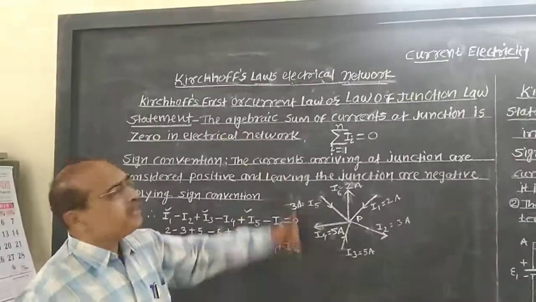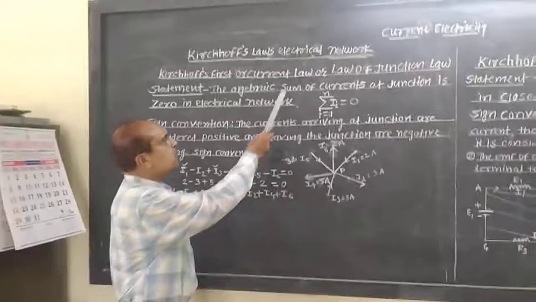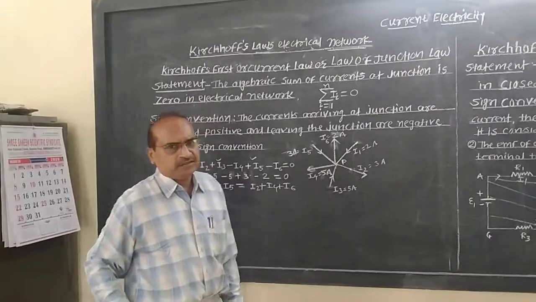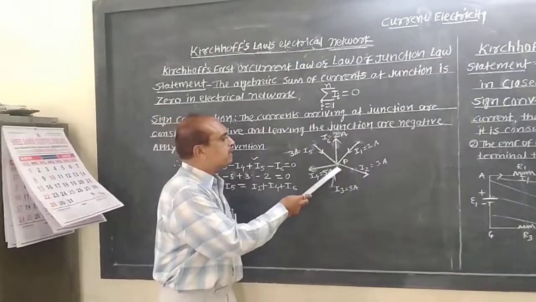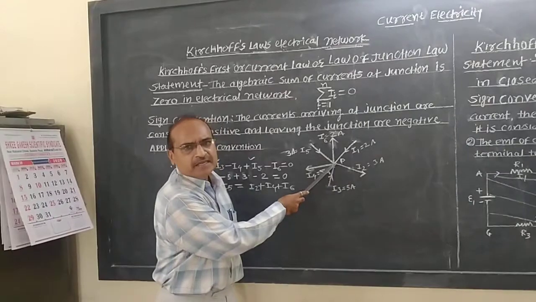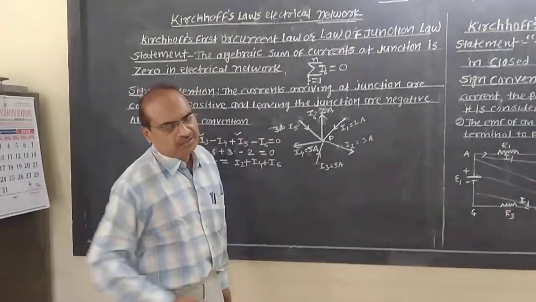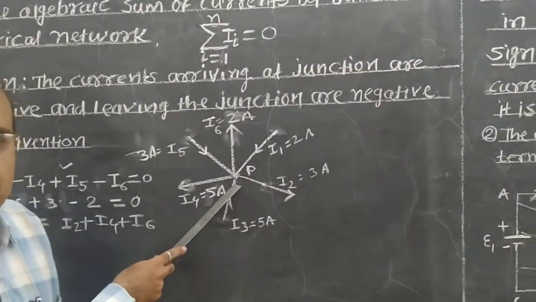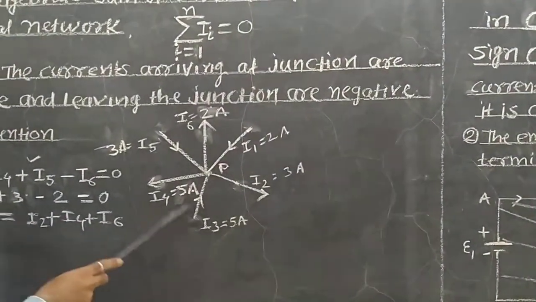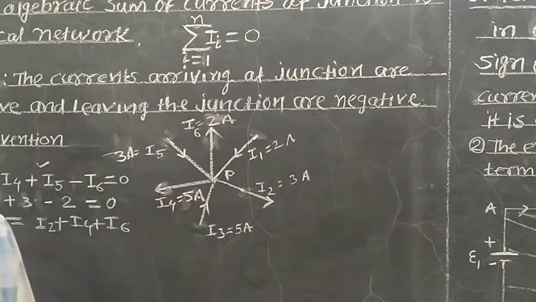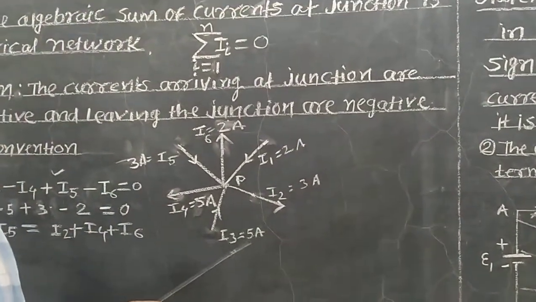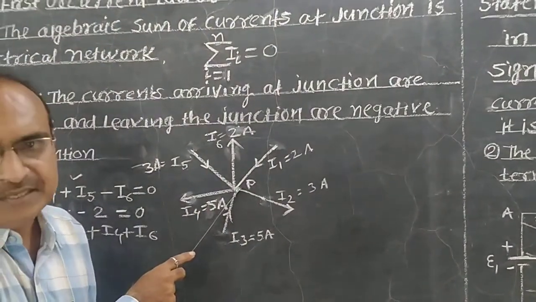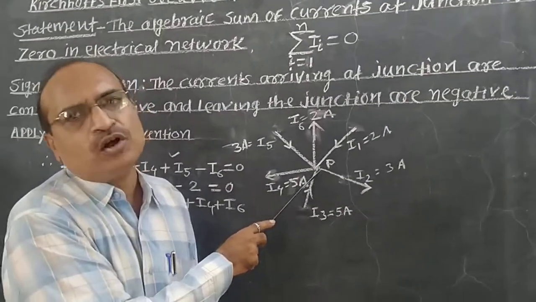So, according to Kirchhoff's current law, if we consider the circuit, in this circuit the point P is called the junction. The point P is called a junction because here the wires or conductors come together and join together at the point P. Hence point P is called the junction.